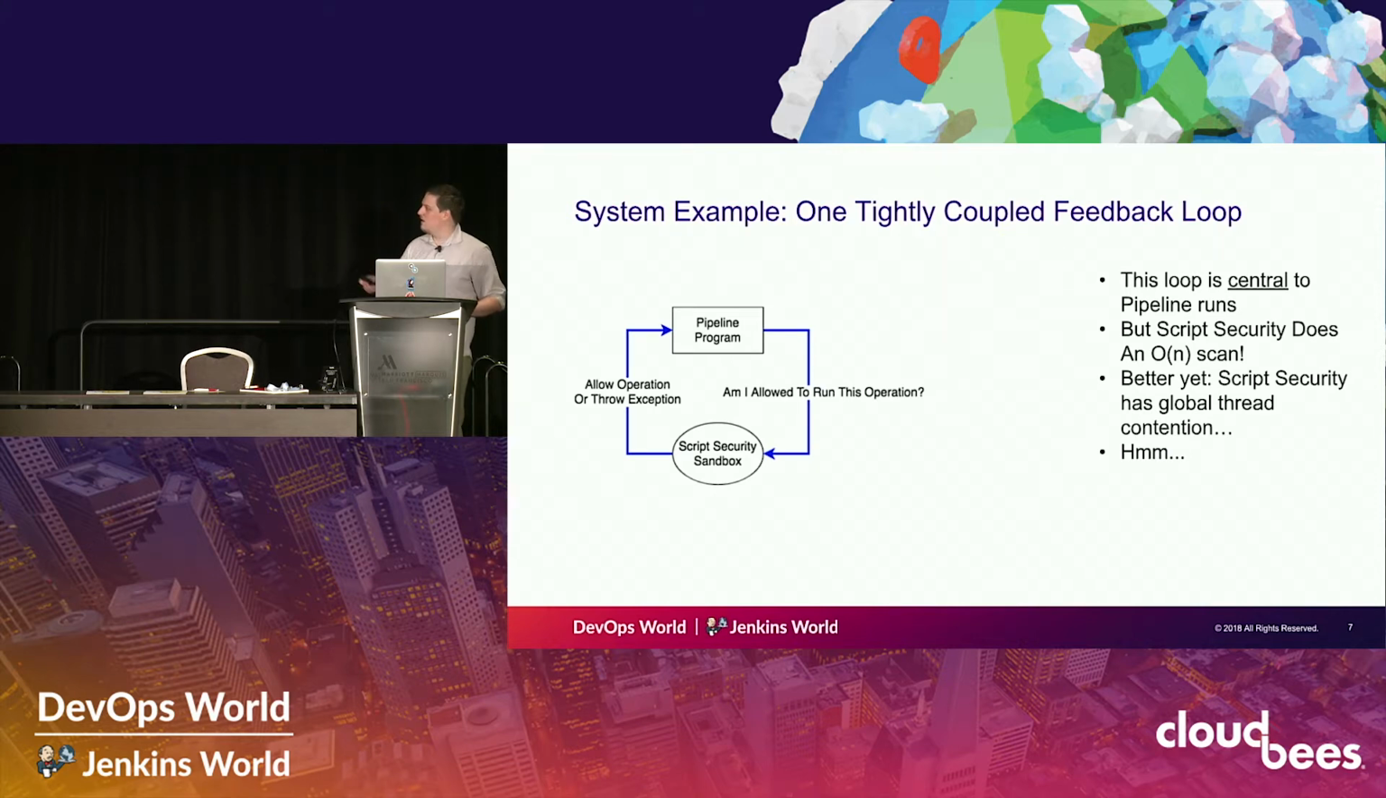I'll give another example of one of the system-level performance problems that we've attacked in Pipeline. The Pipeline program has a tight loop that runs Groovy logic in this custom CPS interpreter, which is way out of scope to go into the details of right now. The gist is that with every method call, you're checking it against the security sandbox.